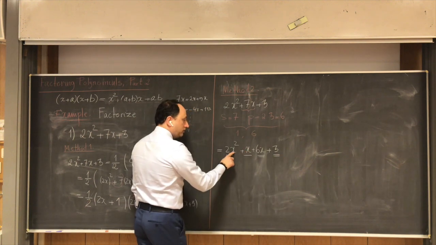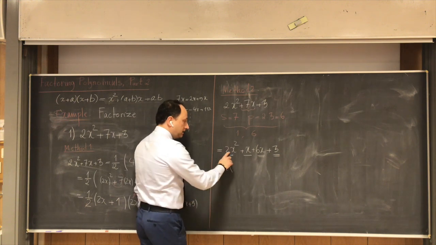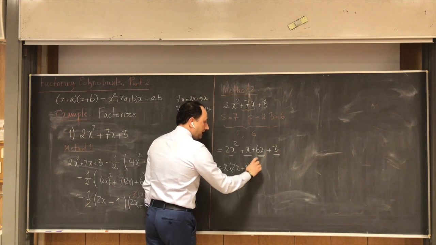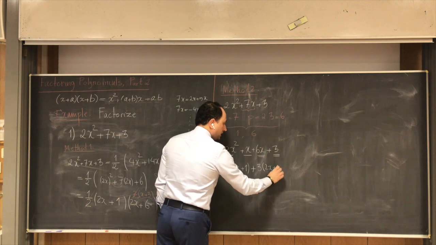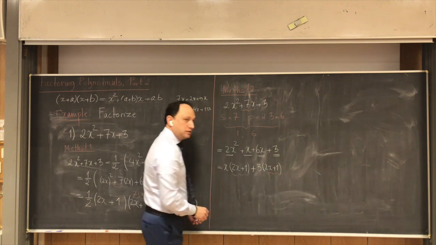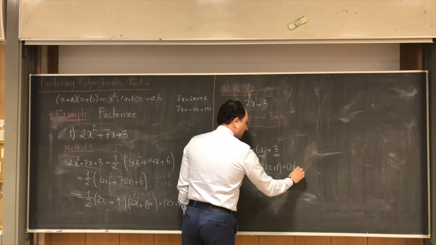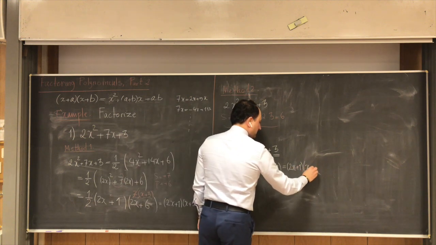You take the common factor between these two terms out, so it becomes x. And then this becomes 2x, and this becomes 1. And you take 3 out from here, it becomes 2x plus 1. Then you immediately see that 2x plus 1 appears here as a common factor. So I can pull it out as the common factor itself. So it becomes x plus 3.